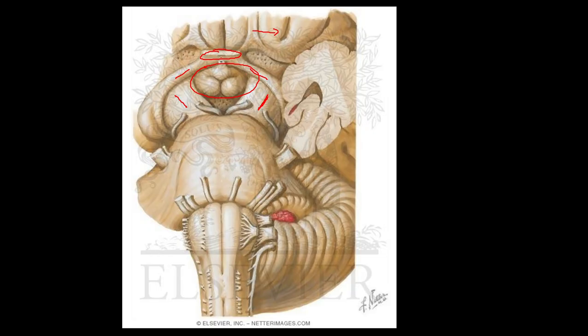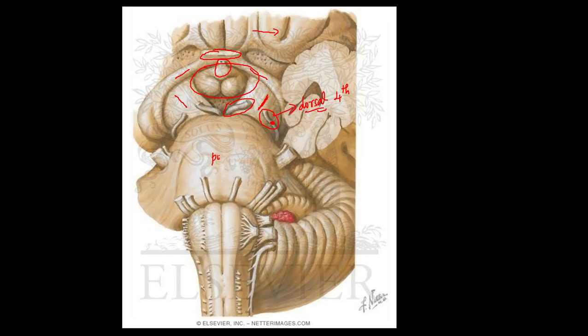In this interpeduncular fossa, you can see the stalk of the pituitary. In the interpeduncular fossa we have the stalk of the pituitary. The one nerve that arises from the interpeduncular fossa is your oculomotor nerve. The trochlear nerve is the only nerve that arises from the dorsal aspect of the brainstem, the fourth cranial nerve. From the dorsal aspect it winds around, and now we can see the trochlear nerve here. It is winding around the cerebral peduncle.